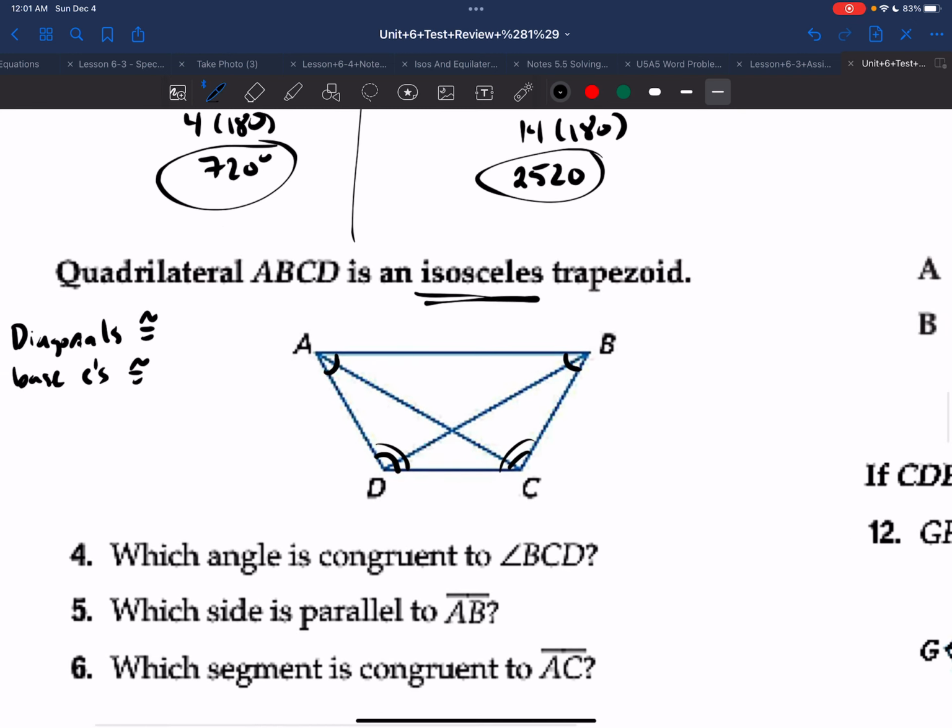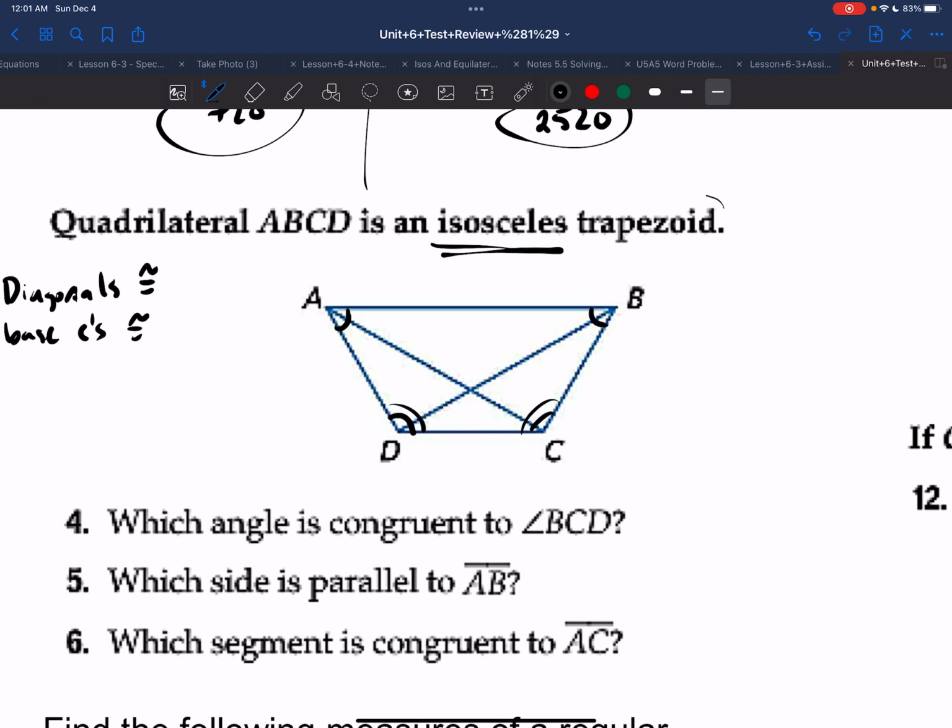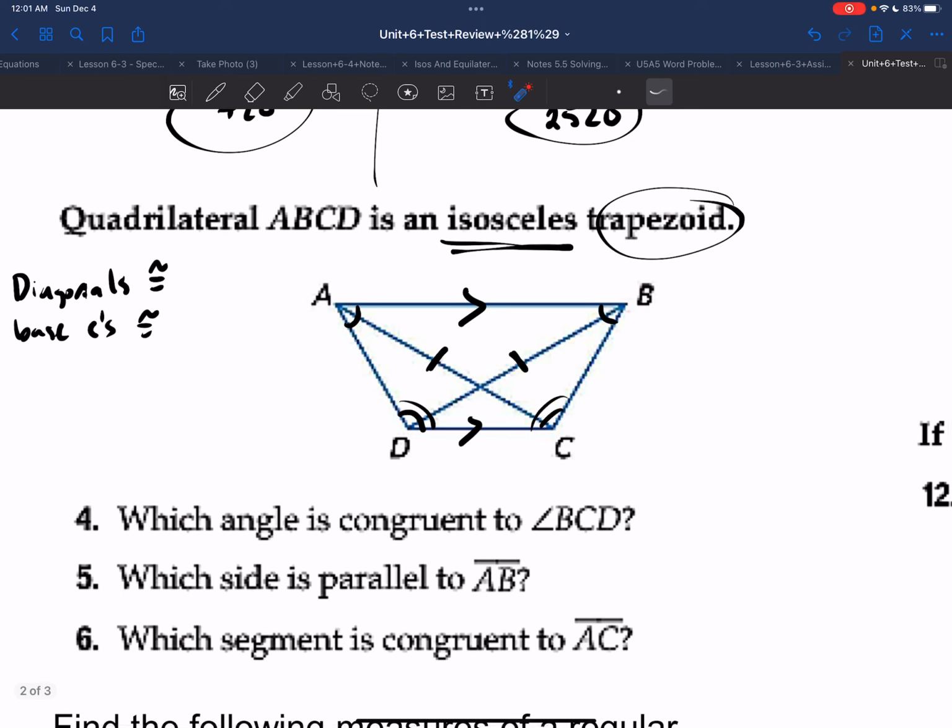What else can we say? Well, since it's an isosceles trapezoid, well, a trapezoid, they have one pair of parallel sides. Okay, so I think that's all I need to do. Well, let me go ahead and mark the diagonals. This diagonal and that diagonal, they're congruent. So that could be useful to mention.